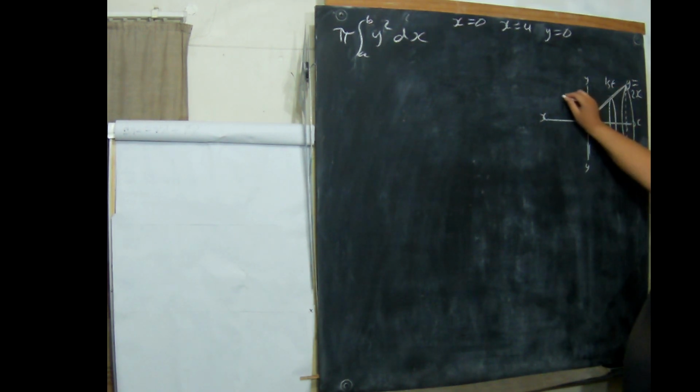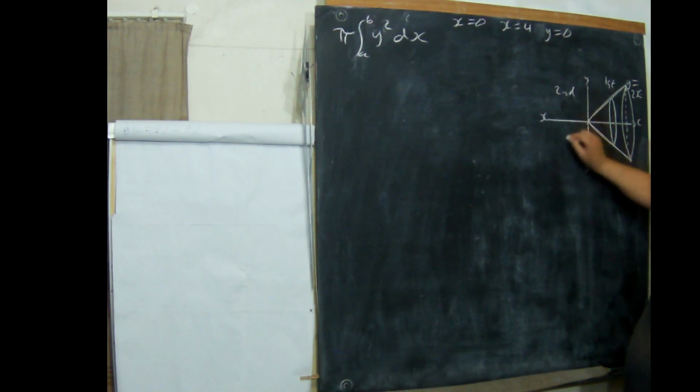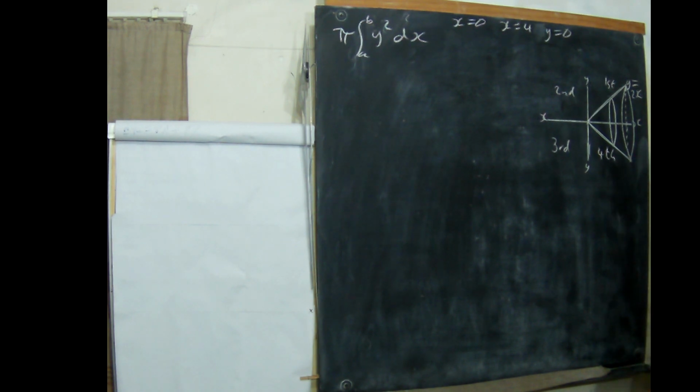First, second, third, and fourth. That's how this works. So we're taking the first and the fourth quadrant. That's why we're dealing with pi.